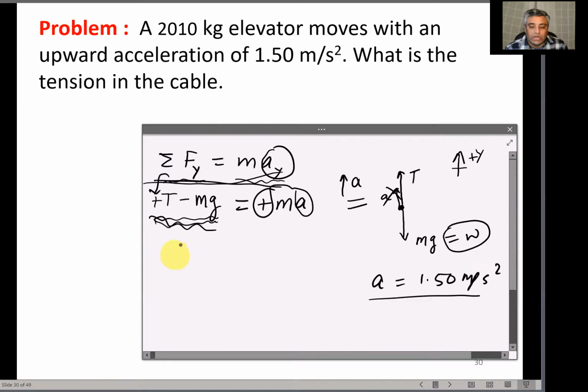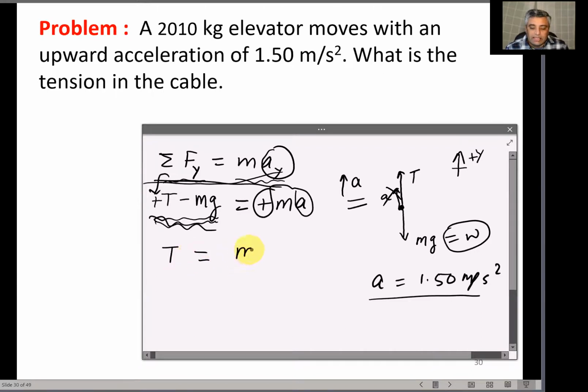Now we want tension. So that means we want to solve for T. So T is on this side, that's good. So we want to move this negative mg to the other side, right? So that means I'm moving mg to the other side, so that's why I'm not writing this anymore.